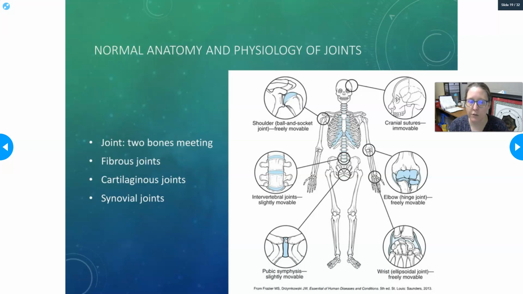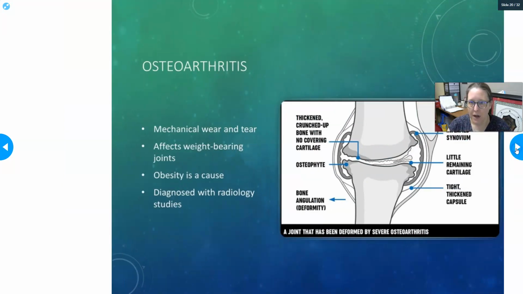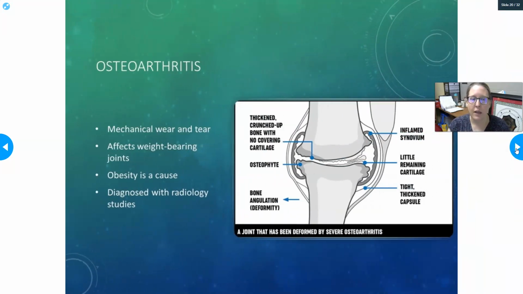And then your synovial ones are the ones that allow you to move around. They're the shoulder joint and hip joint, which are ball and socket joints, your hinge joints like your elbow, and a lot of your finger joints. Those are all going to be synovial joints, and there's usually some form of synovial fluid in there that allows for smooth movements.